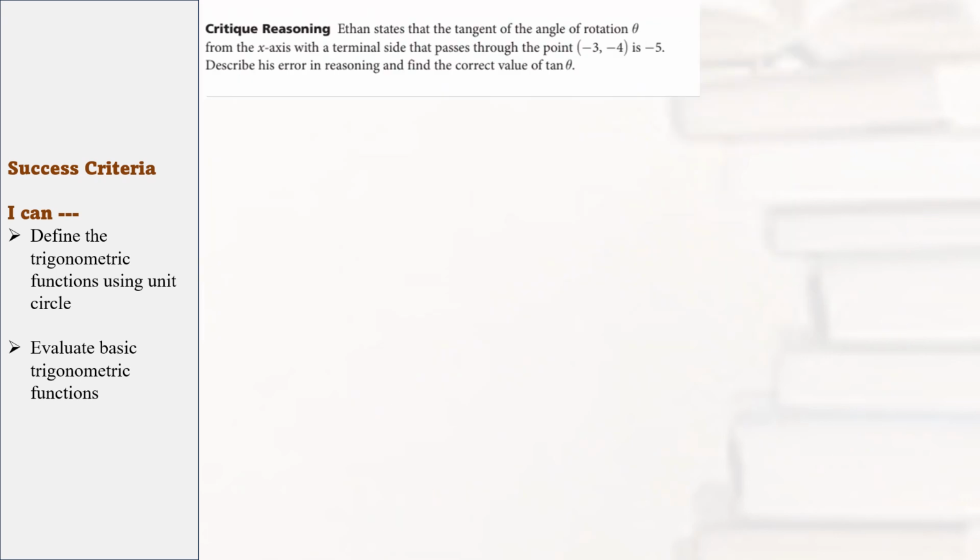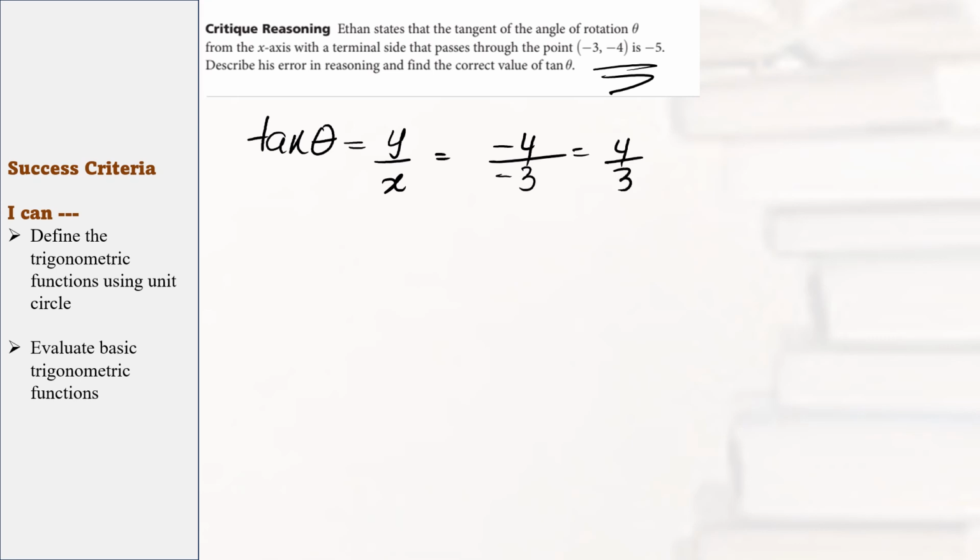Next question. Ethan states that the tangent of the angle of rotation from the x-axis with a terminal side that passes through -3 and -4 is -5. Now you have to find out the tangent theta, and the formula is y over x. So what is y? Y is -4, and what is x? It is -3. So the answer is 4 over 3, whereas he is saying -5.